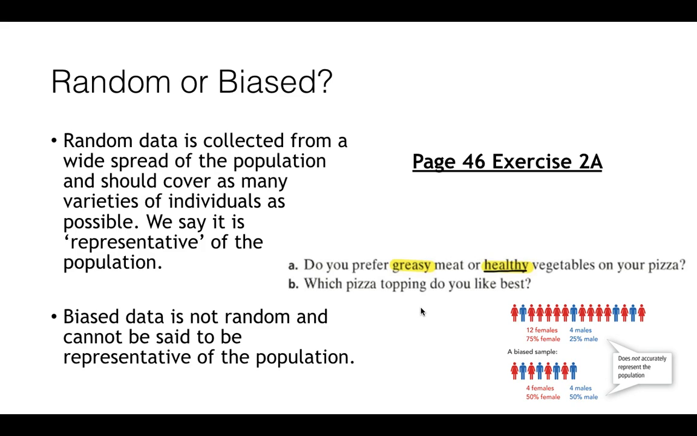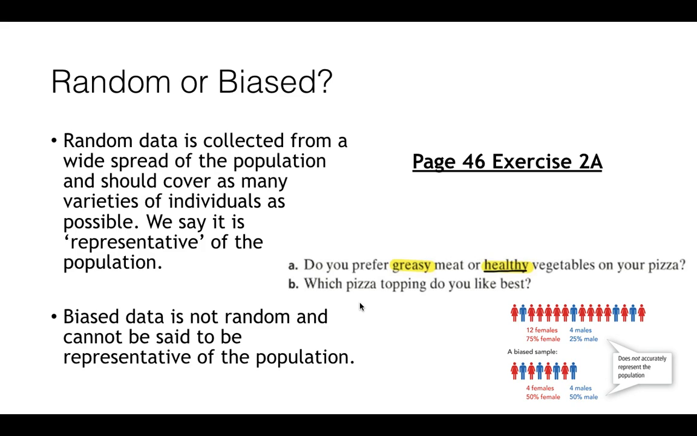Do you prefer greasy meat or healthy vegetables on your pizza? Now, that is almost encouraging the person that you're asking to be more likely to answer healthy vegetables because they want to appear more healthy. You're basically telling them there that meat is bad and vegetables are good. So you're going to get an uneven number of people answering vegetables because they think that that's what they should be saying. However, if you just went in and said, what pizza topping do you like best? They'd be much more likely to give an honest answer because you haven't given bias to your question.